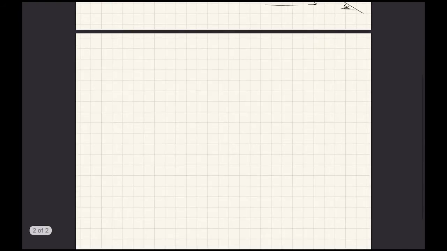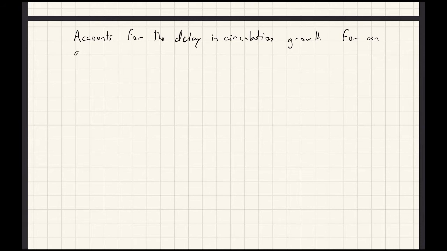So moving on. This theory accounts for the delay in circulation growth for an accelerating airfoil, at angles of attack that are below steady state stall.